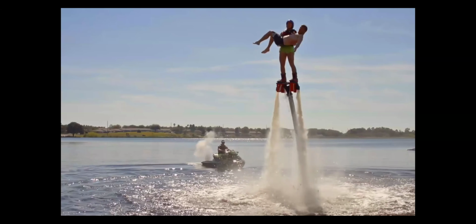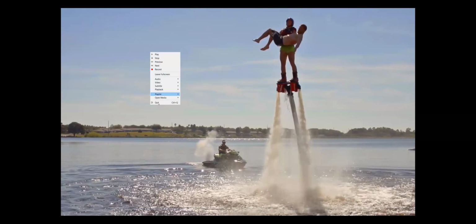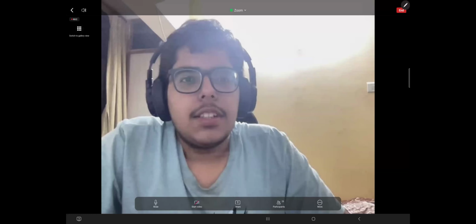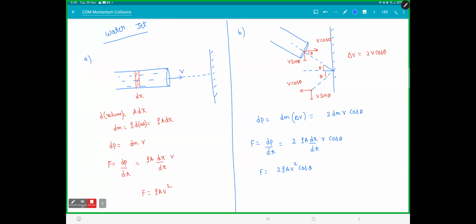There, he carried a person also. That thing does exert a good amount of force. So next time when you go for a protest, be really careful. If they hit you with a water cannon, there's a good chance you will break your ribs. You will get pushed away if you get hit really straight on.